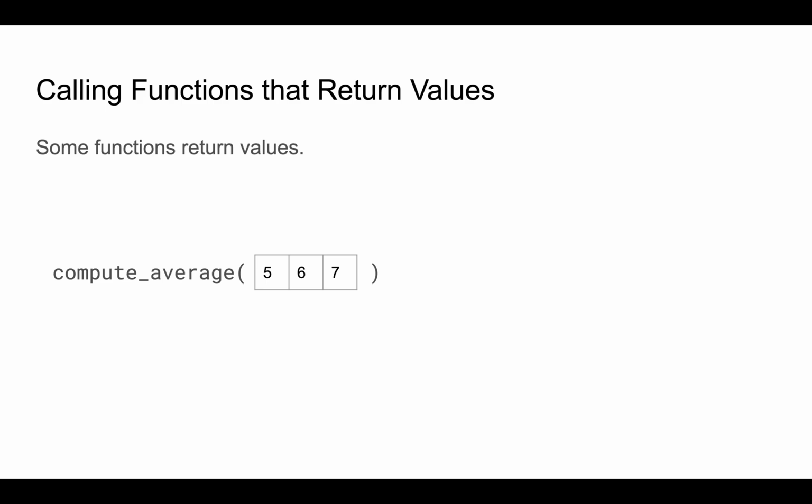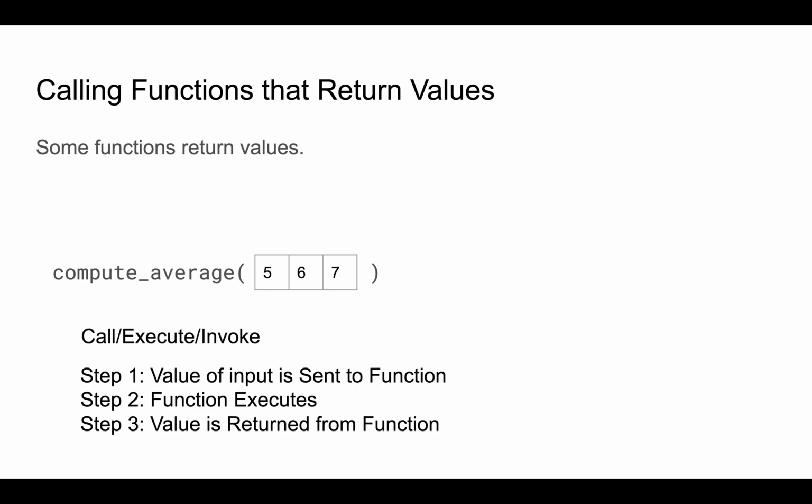Let's step through the process of executing this function. So I have my line of code with the input. When we call the function, now there's 3 steps. The input is sent to the function, the function executes its instructions, and then the value is returned from the function. And we illustrate it like this.